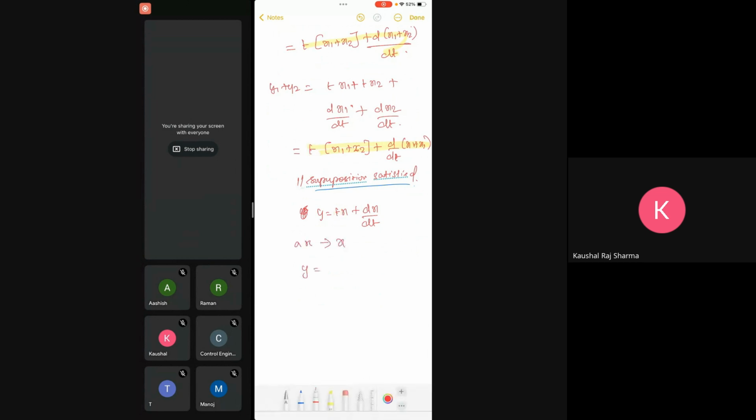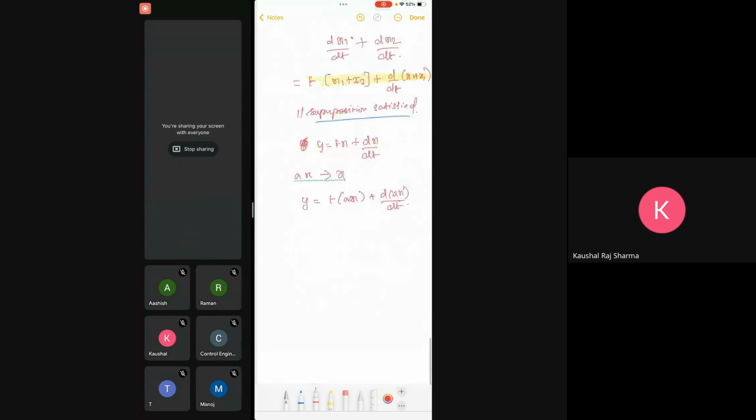So this will become y equal to t into ax plus d into ax by dt. When I multiply a separately with y, this will give me ay equal to a into tx plus a into dx by dt. Okay. Is this similar? Can I say it is linear? Here a is outside, here a is inside. So this we can shuffle, no? That is not a problem. But this term is outside. Can I say this is a nonlinear system?